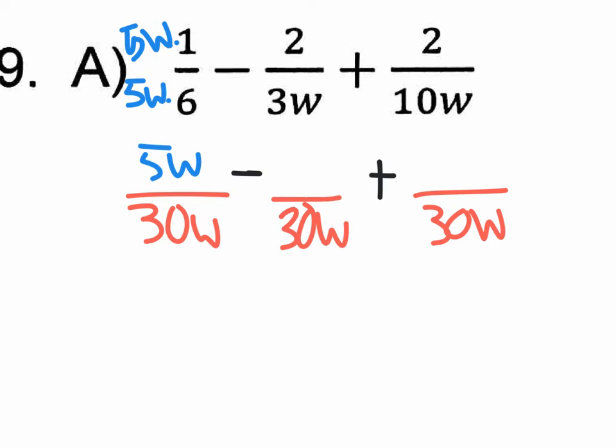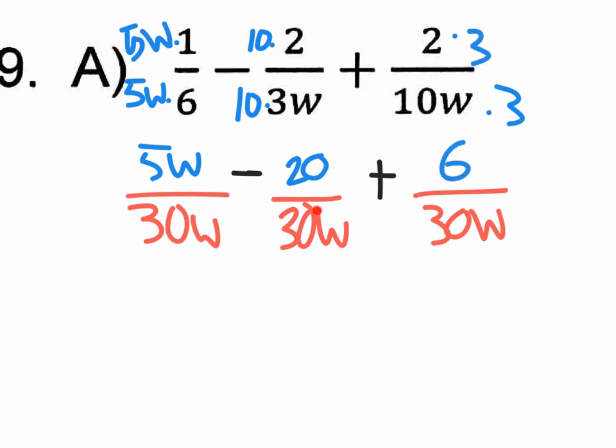Okay, now what do we do to the 3W to change it to a 30W? Multiply by what? 10. Multiply by 10. So you're going to go times 10, times 10. So you get 20 up here. And last but not least, what do you do to this 10W to make it a 30W? You multiply it by 3, and you multiply it by 3, so you get a nice beautiful 6 up here.